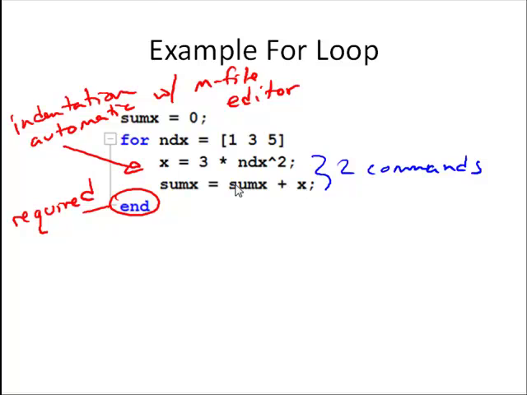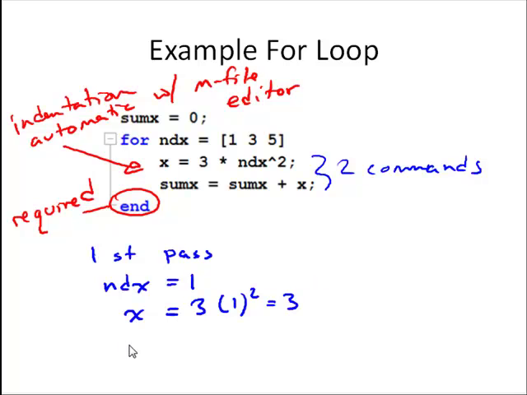So let's see what's happening with this loop. If we go through our first pass through the loop, the variable index will be the first element in that vector, so it is equal to 1. So then x is equal to 3 times 1 squared, or 3, and sum x is equal to sum x, whose current value is 0, plus x, which is 3. So that's going to be equal to 3.